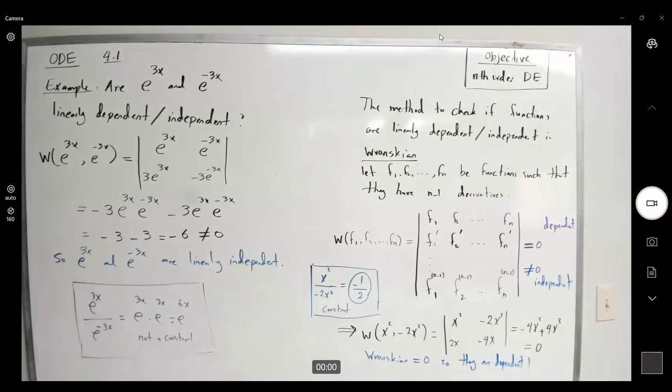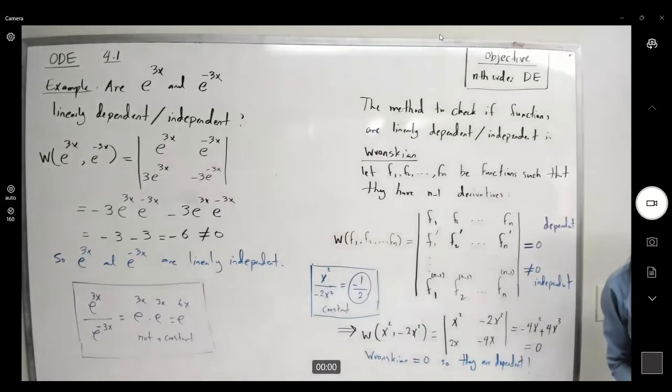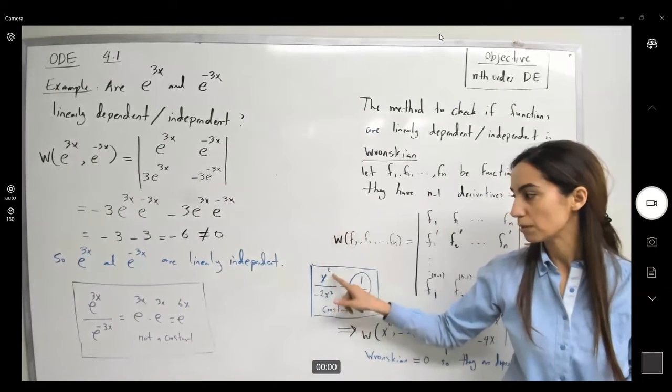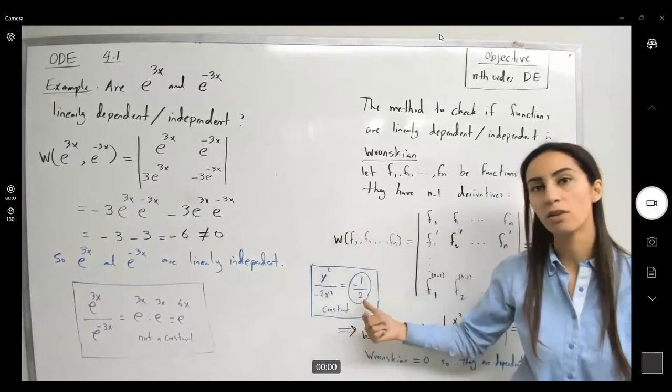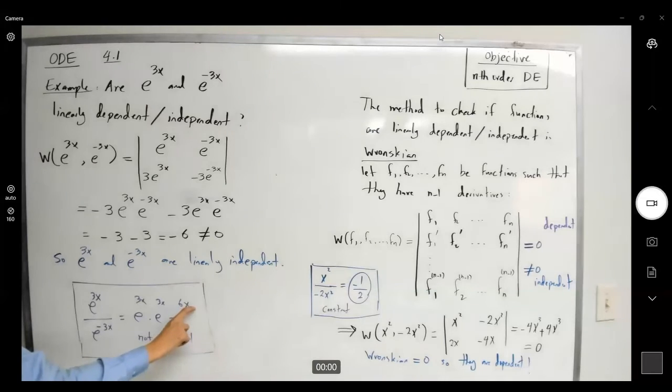So, guys, this is an important observation. If you have linearly dependent functions, the quotient between them always results in a constant. But if they are linearly independent from each other, the outcome of their quotient is not a constant. This is an important observation for us, because eventually we're going to introduce the method of reduction of order. If we have one solution of the differential equation, we can find a second solution for that differential equation.